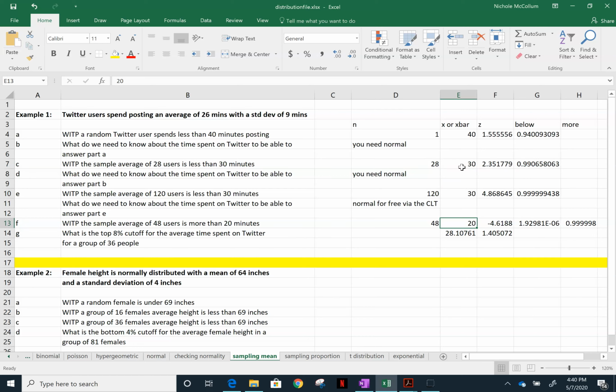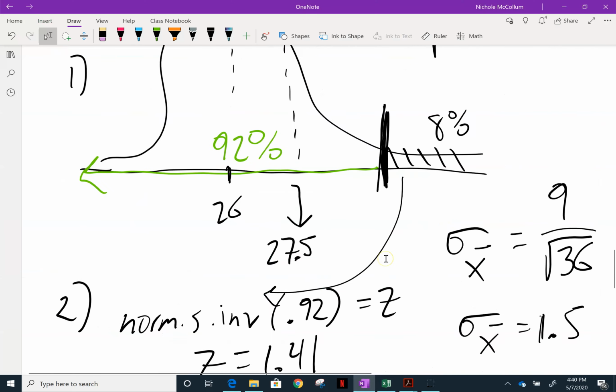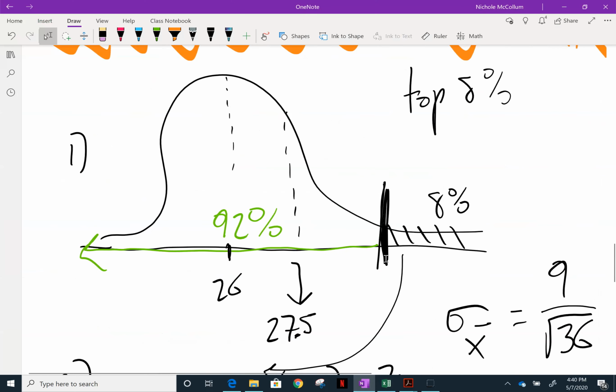Well, there are a bunch of types of questions you got to get used to. What is the probability is the first one. The next type is obviously the 8% cutoff, the top percent cutoff, and the bottom percent cutoff. Well, that is a different technique. Let's try this out. Top 8%, group of 36. So if I have top 8%, group of 36.